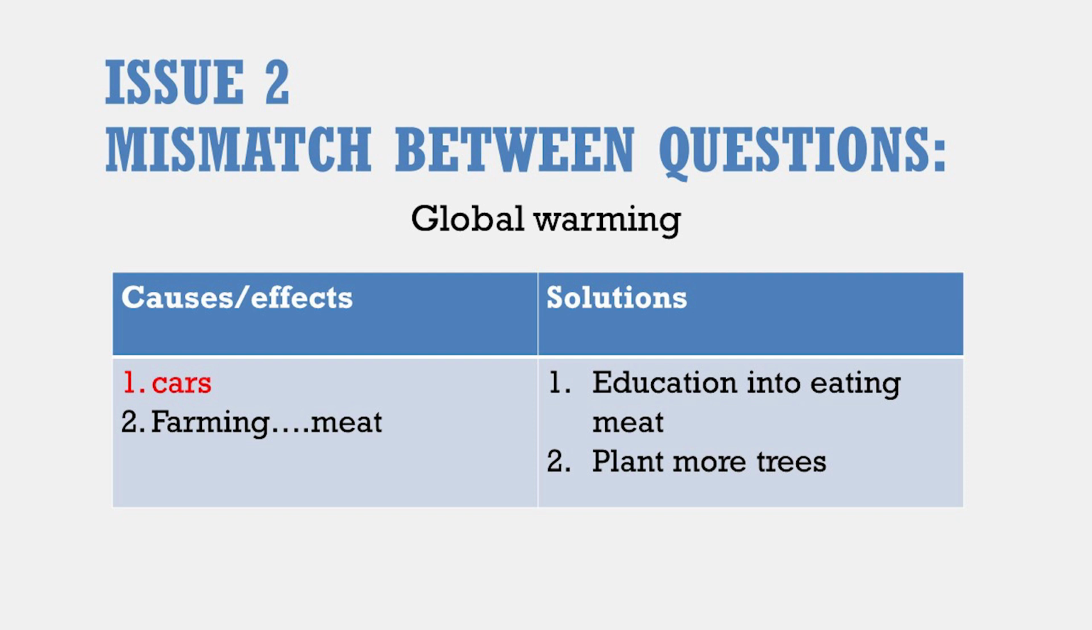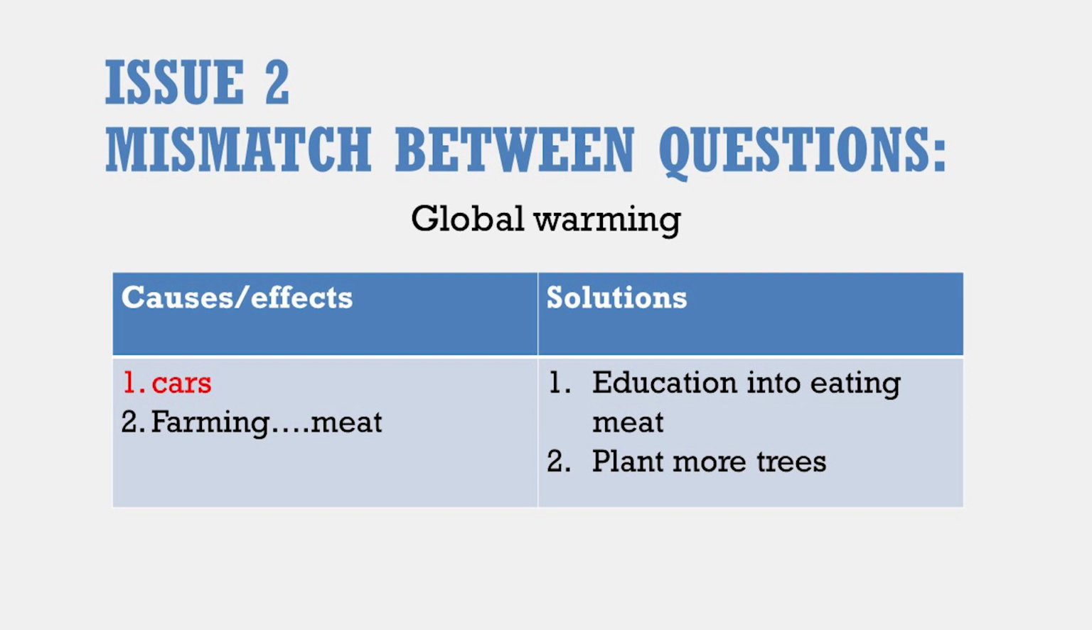Imagine the topic is still global warming and we have two causes, cars and farming. And here it's mostly beef, but basically animal farming causes a lot of methane gas, and this is very bad for the environment. It causes global warming.